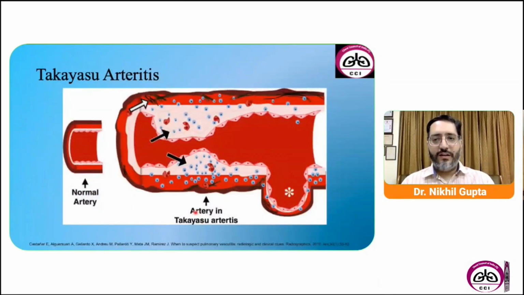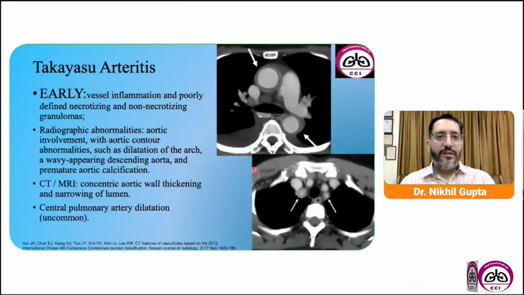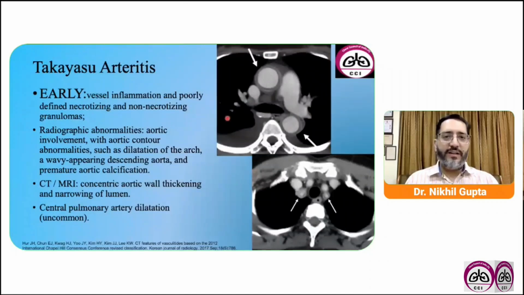Here there is intimal proliferation and necrosis, leading to segmental stenosis and post-stenotic aneurysms. In early phases, there is concentric mural thickening as seen here, and other abnormalities like dilatation of the arch, wavy appearing descending aorta, and premature aortic calcifications can be seen. These cause narrowing of the lumen.